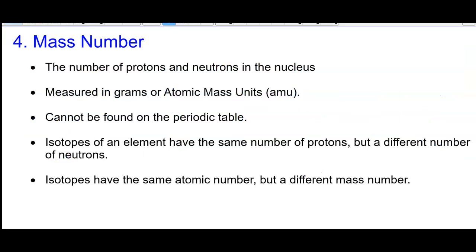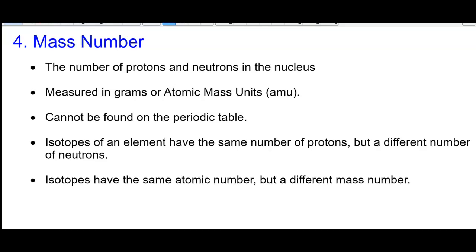Mass number. Mass number is different than average atomic mass. The mass number cannot be found on the periodic table. Mass number is the number of protons and neutrons in the nucleus. It is measured in grams or AMU, or atomic mass units, and cannot be found on the periodic table.